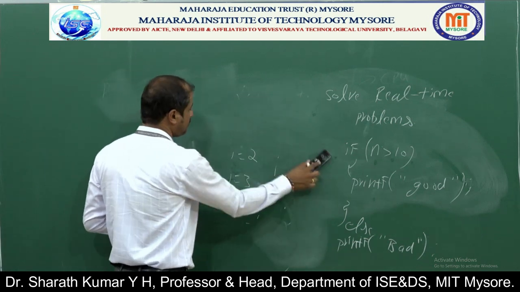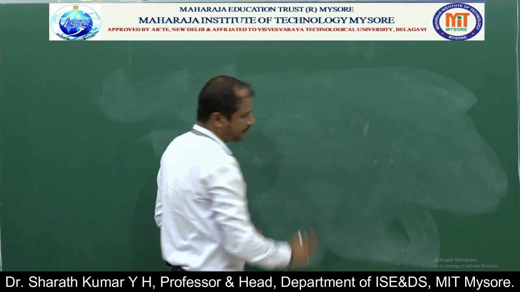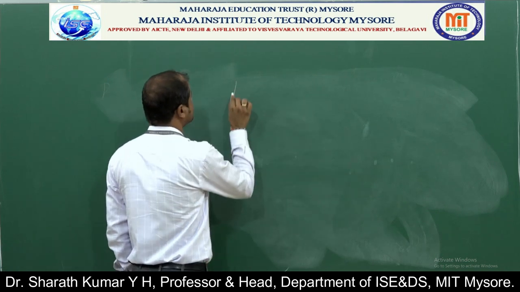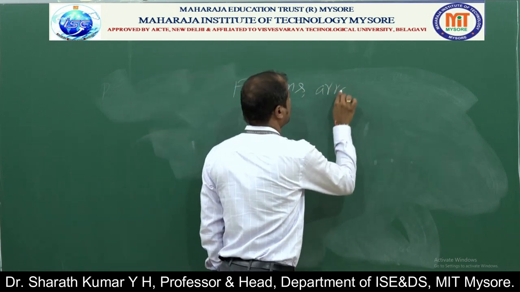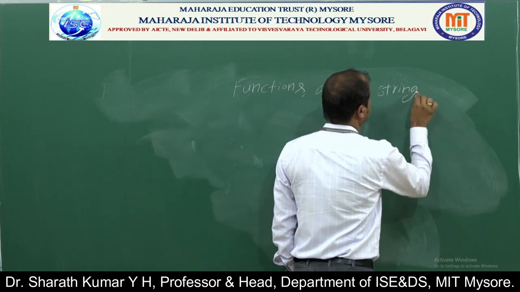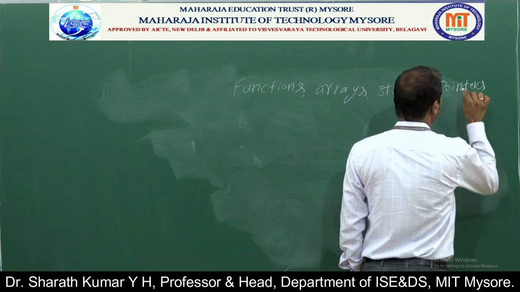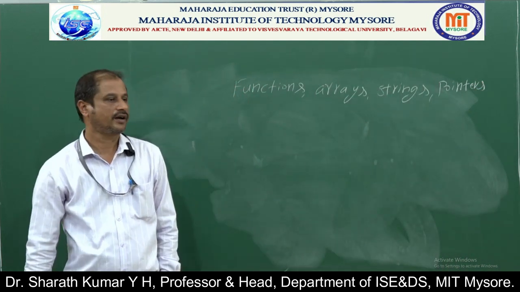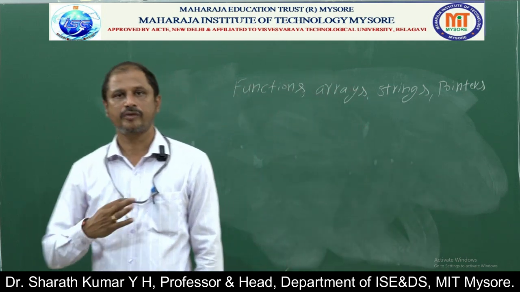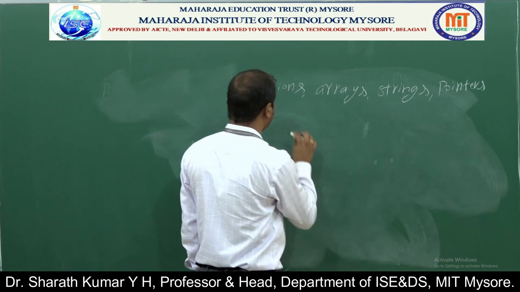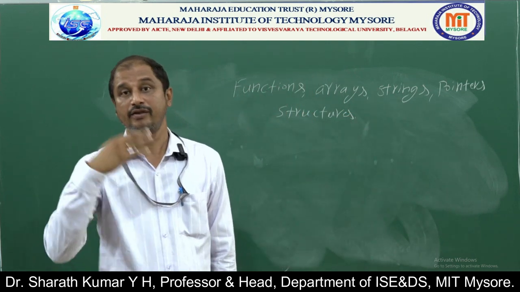Okay, so the third one comes with functions, arrays, strings, then pointers. Functions, arrays, strings, and pointers. So this is what the third objective is going to be learned in C programming, and also structures. These are the things we are going to learn again to solve various problems.